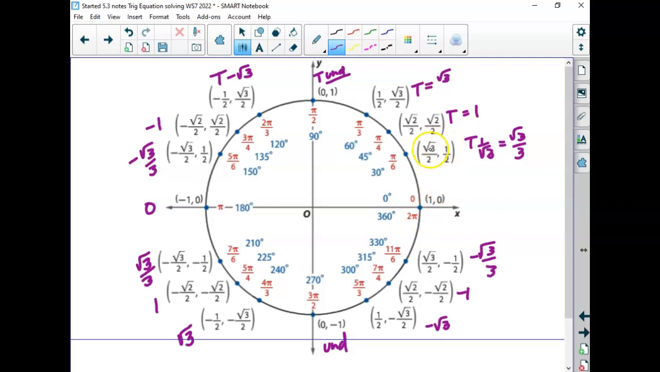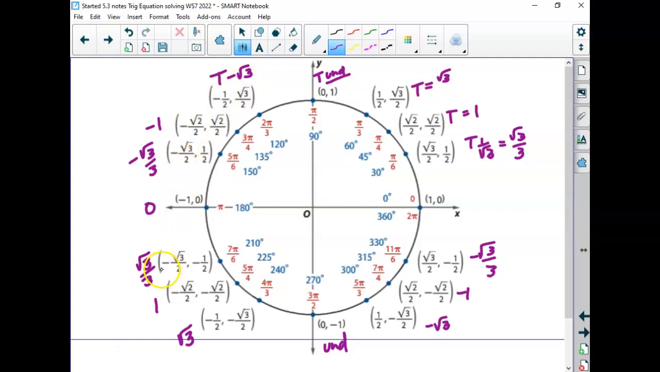Tangent is y over x. So this one is 1 over square root of 3, which would normally reduce to square root of 3 over 3. And pi over 4 is square root of 2 over square root of 2, so the tangent's 1. And at pi over 3, it's square root of 3 over 1, which would just be square root of 3. Up top, it's 1 over 0, which is undefined. Then you have the same ones, square root of 3, 1, and square root of 3 over 3 again, but they're all negative in this quadrant.